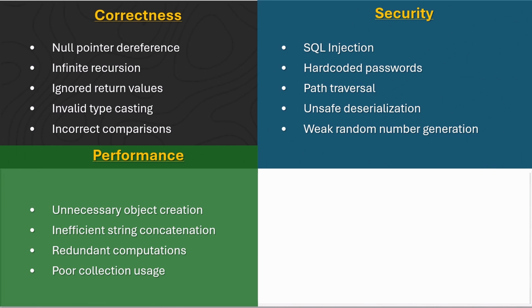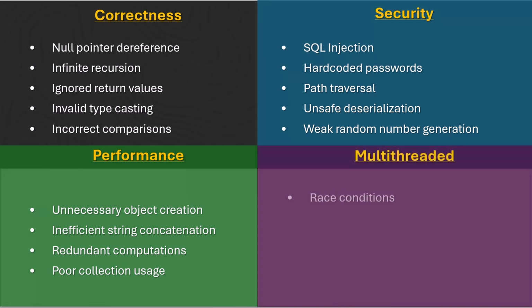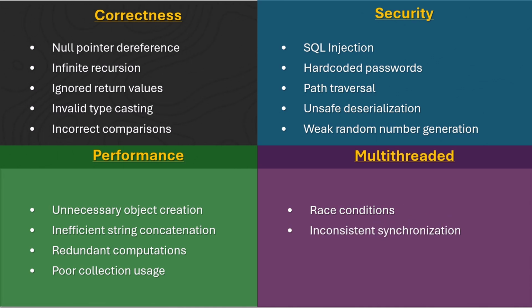Then we have the multi-threaded correctness category that detects the problems that occur when multiple threads access the shared data incorrectly. In this category we have race conditions, when multiple threads modify the data simultaneously causing unpredictable results. Inconsistent synchronization, shared resources are not protected consistently. Shared mutable state, multiple threads can change the same data object. Deadlock risk, threads may wait forever for resources held by each other.